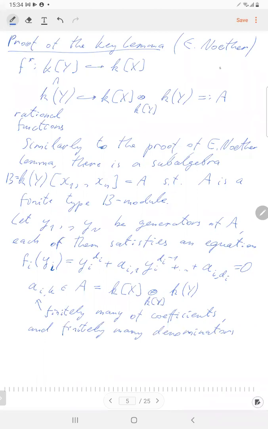Well, it's up to you. You may. It's up to you. I don't know. It's a module over functions on Y, but this module structure is indeed via F. So you can say it's via F upper star if you want.